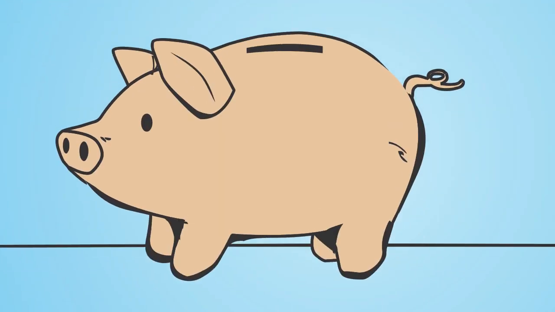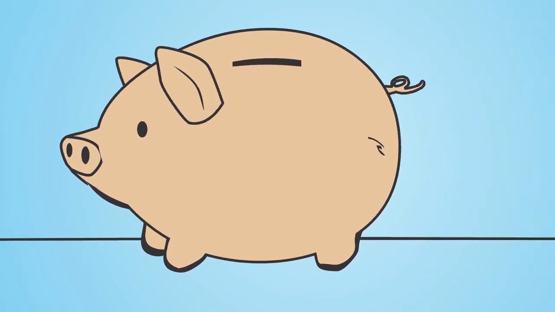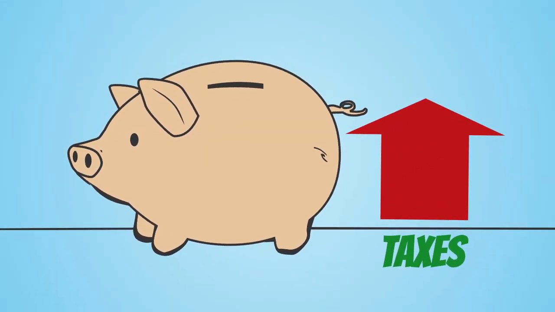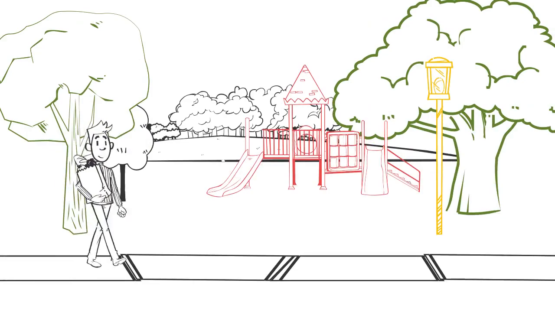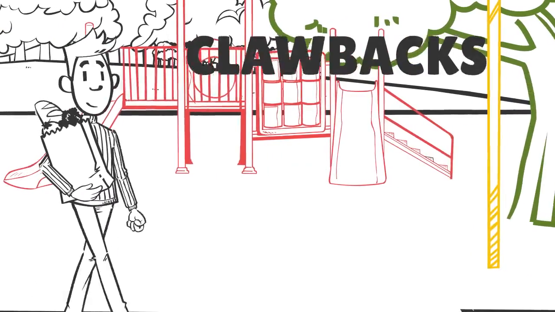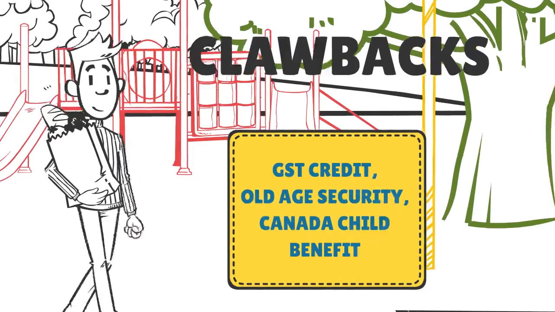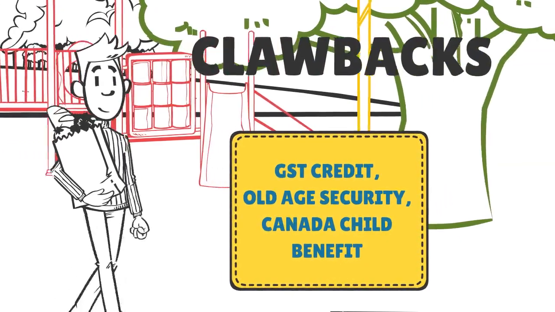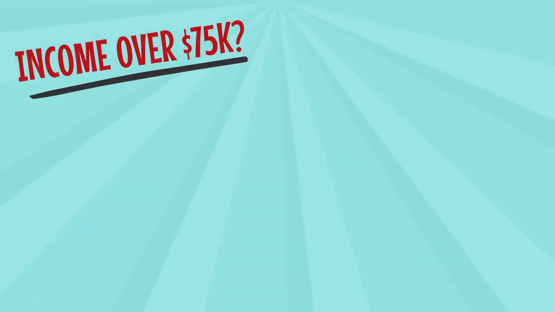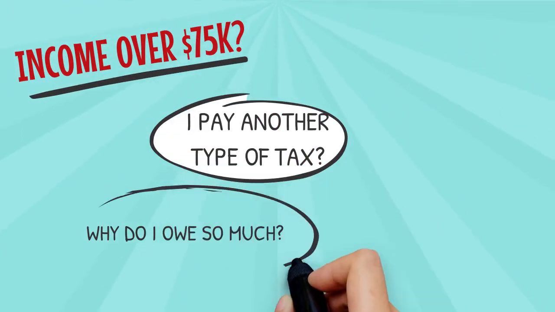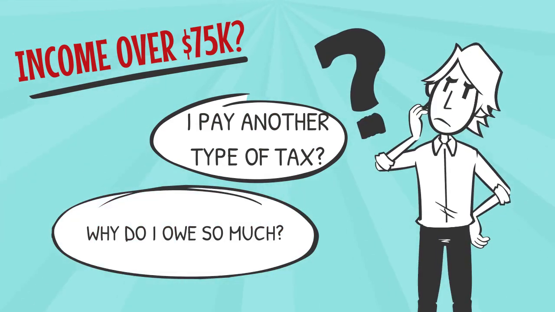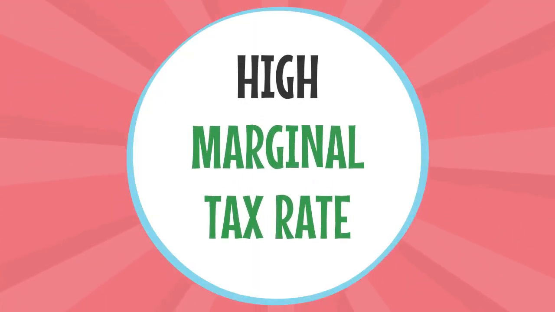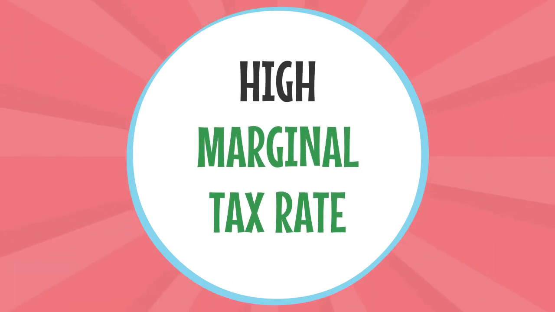Canada's tax system is based on a rising scale, meaning the more money that you make, the more taxes that you'll pay on each dollar that you earn. As your income rises, you will also face additional provincial and federal clawbacks of income-tested benefits, such as the GST credit, OAS, and family benefits like the Canada Child Benefit. For individuals living in Ontario earning more than $75,000, you may not be aware of this, but there's actually an additional tax that you need to pay on top of the standard provincial and federal amounts. This additional tax is one of the contributors to a higher marginal tax rate, and I'll get into that a little later in this video.